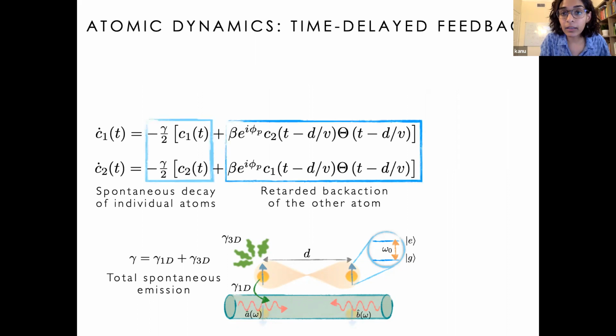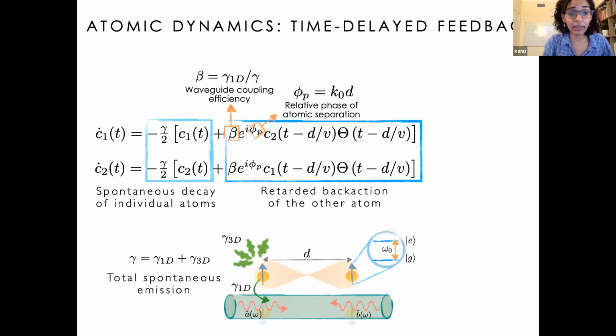Okay, and the dynamics of the system can then be described in terms of these very simple looking coupled delay differential equations, which you can see here. So the first term describes the spontaneous decay of the individual atoms into the waveguide, and the second term here describes how the other atom acts on the first with a bit of a delay. Okay, and you can see that there are some important factors here coming from how efficiently the atoms are coupled to the waveguide and what is the phase that the field acquires in its propagation from one atom to the other.